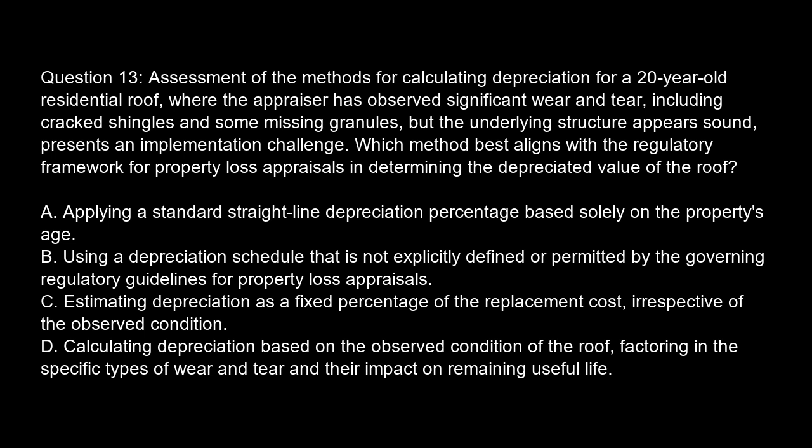Option A. Applying a standard straight-line depreciation percentage based solely on the property's age. Option B. Using a depreciation schedule that is not explicitly defined or permitted by the governing regulatory guidelines for property loss appraisals. Option C. Estimating depreciation as a fixed percentage of the replacement cost, irrespective of the observed condition. Option D. Calculating depreciation based on the observed condition of the roof, factoring in the specific types of wear and tear and their impact on remaining useful life.